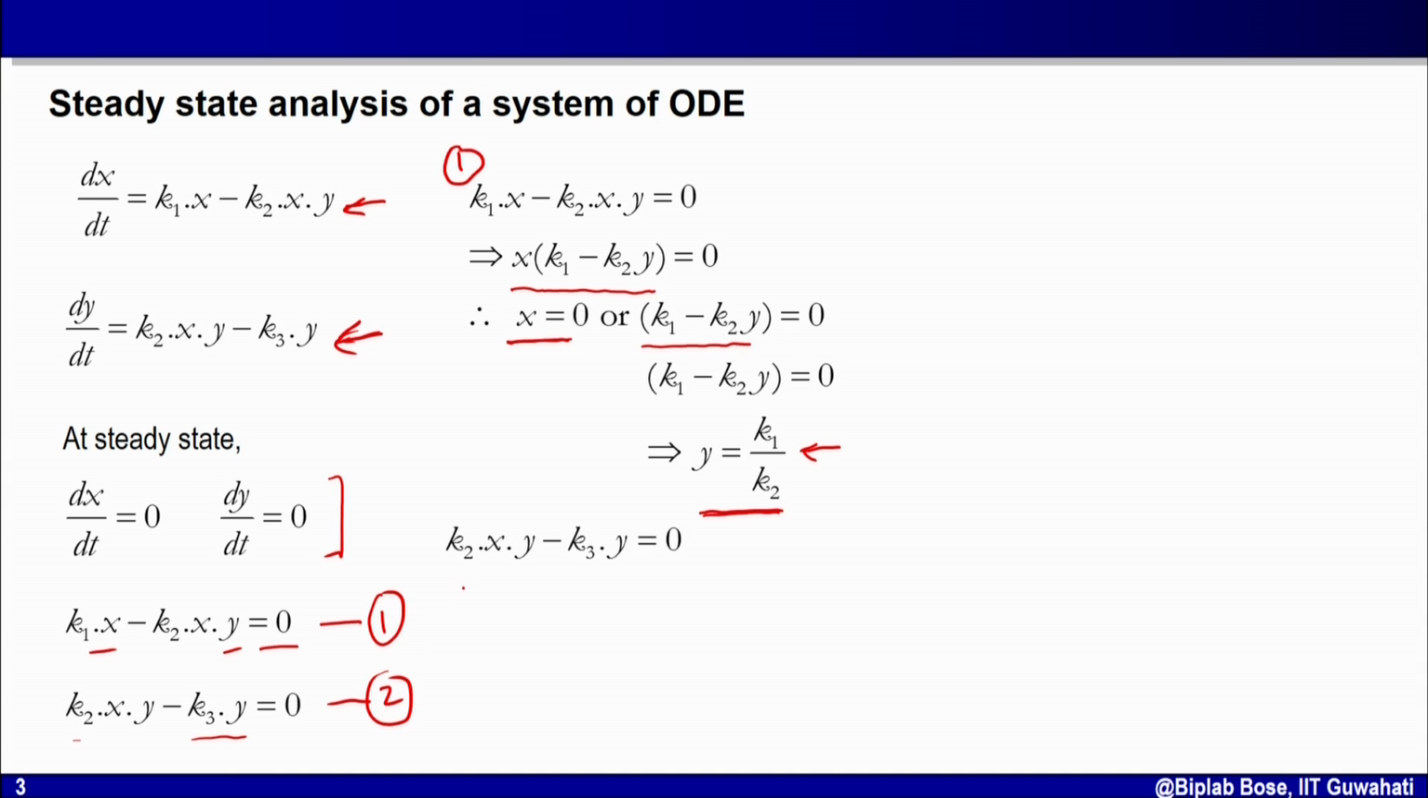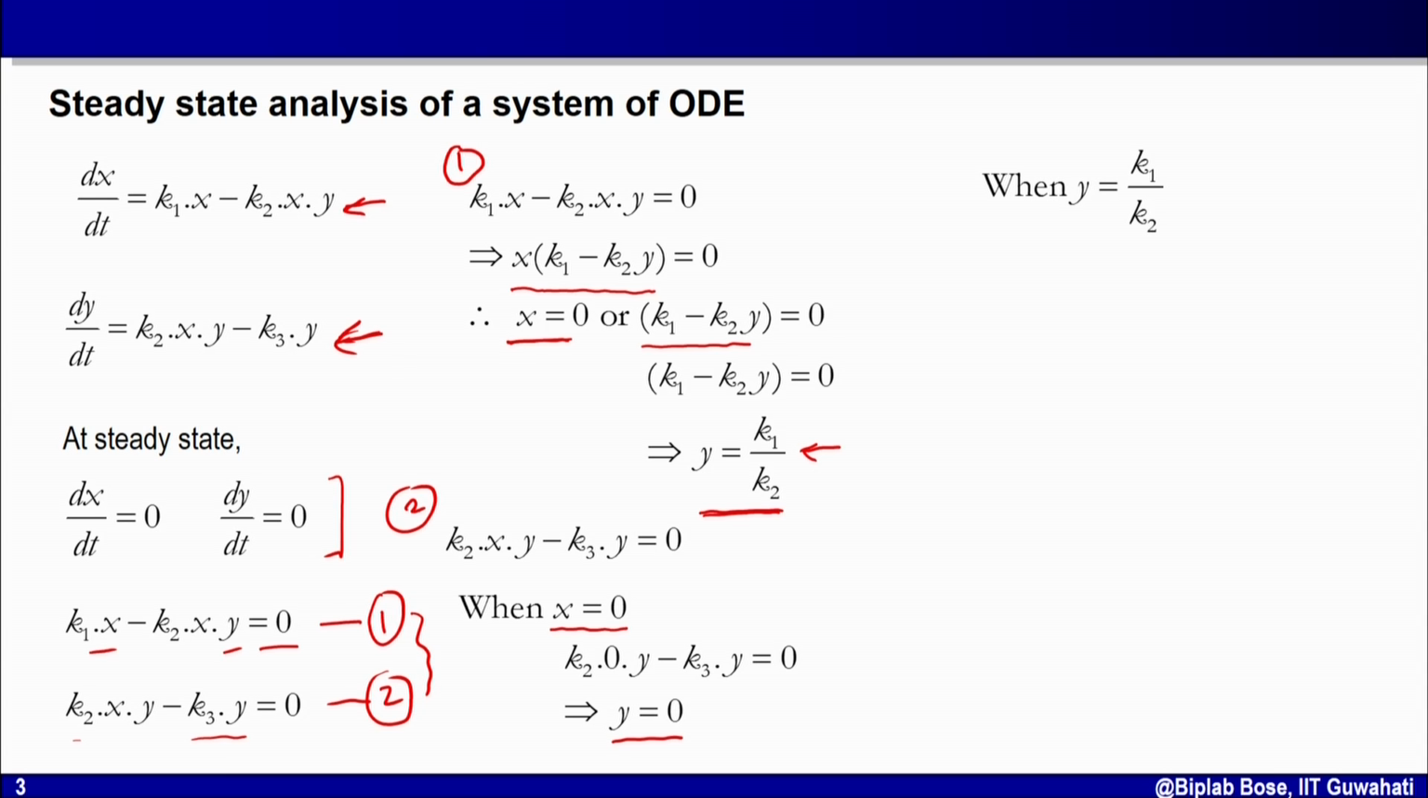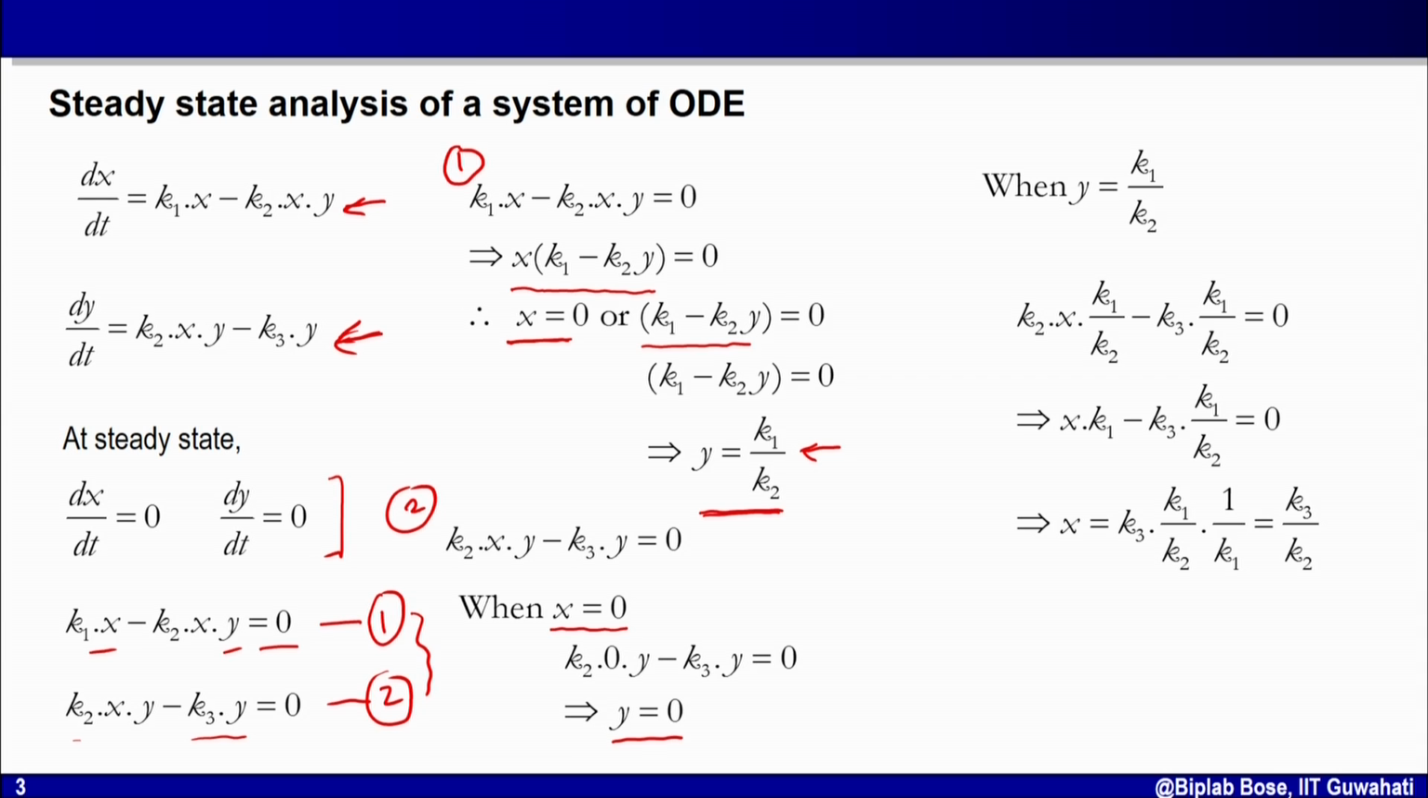The second equation is k2 xy minus k3 y equal to 0. Let us consider when x equal to 0. If x equal to 0, this second equation becomes k2 into 0 into y minus k3 y equal to 0. That means y is equal to 0. That means when x equal to 0, y has to be 0 to simultaneously make equations 1 and 2 correct. Let us check the other value we got from the first equation, y equal to k1 by k2. Let us take the second equation and plug the value of y in that.